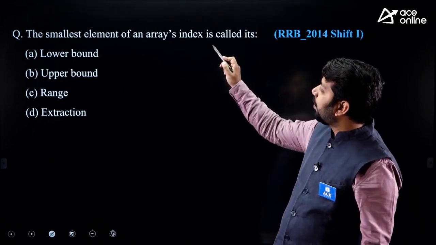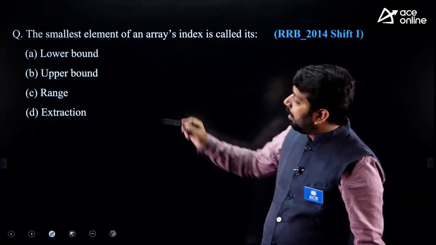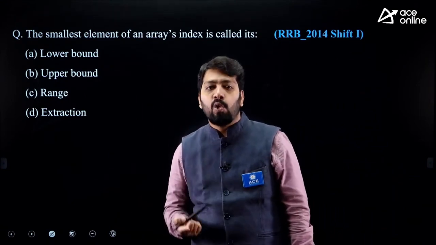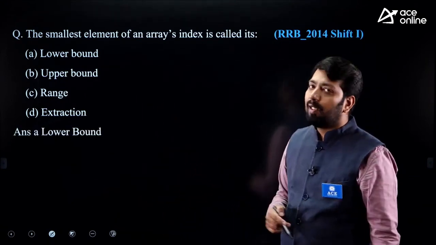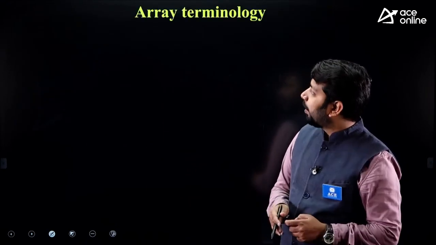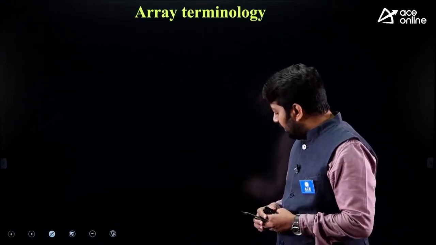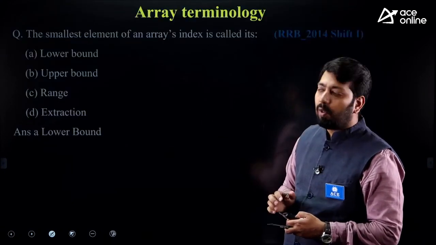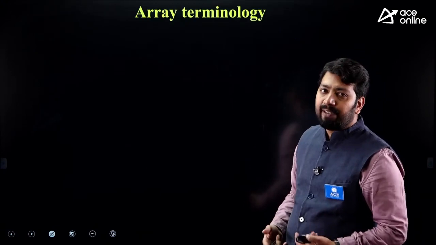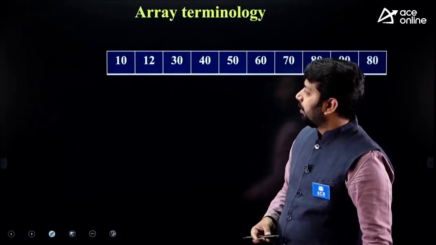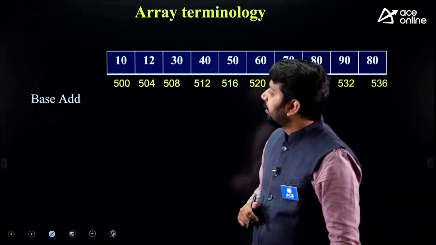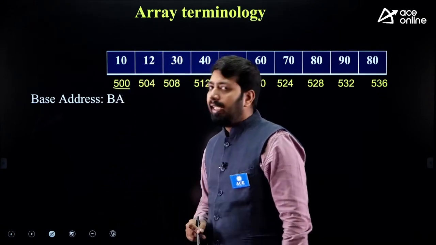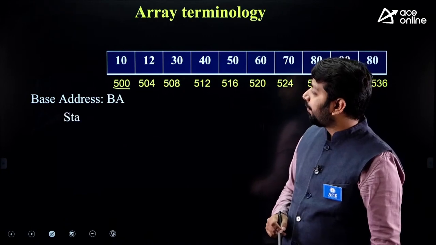The smallest element of the array index is called: lower bound, upper bound, range, or extraction. Answer is lower bound, or sometimes we call it lower index. Fine. Okay. Now next is array terminology, because we are using one term, lower bound, so I need to tell you what different terminology we use. So this is your array. Fine. This is my array. So the starting address of the array is known as the base address of the array.